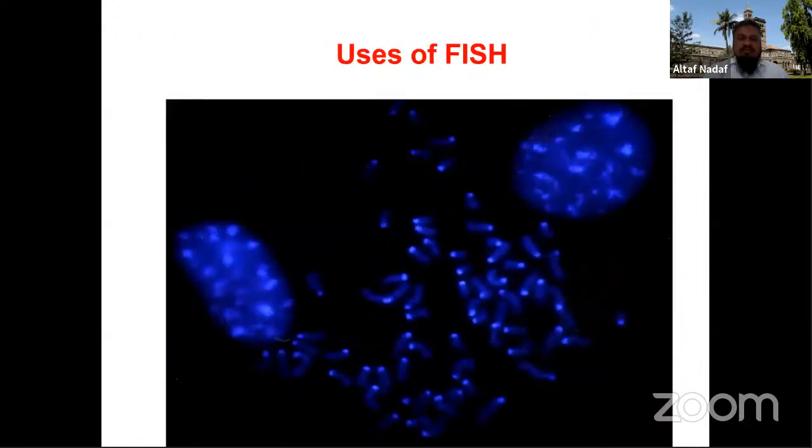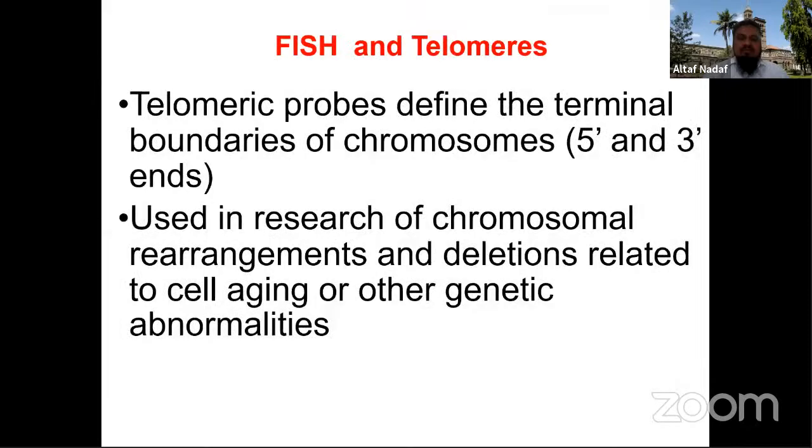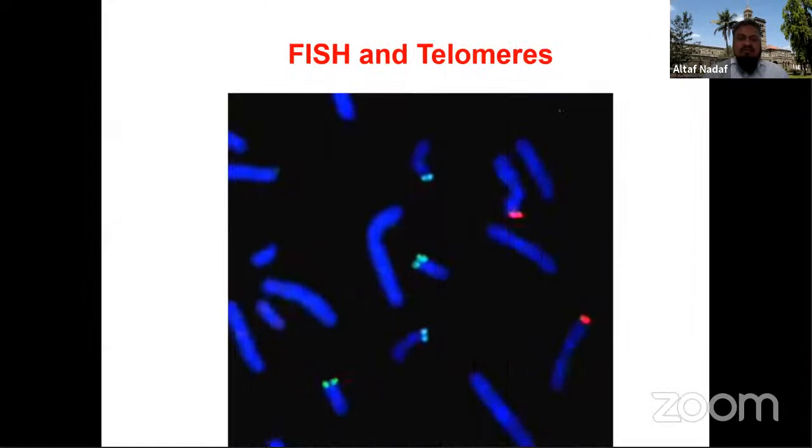So this is how we are seeing the telomeric regions fluorescing here. The centromeric regions are rich in AT bonds, so those could be visualized. Then telomeric regions could also be visualized. So like this, the telomeres could be specifically targeted.